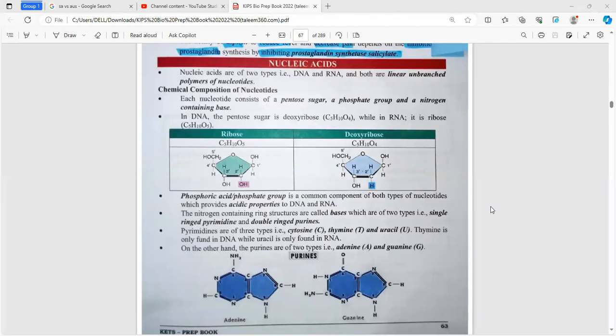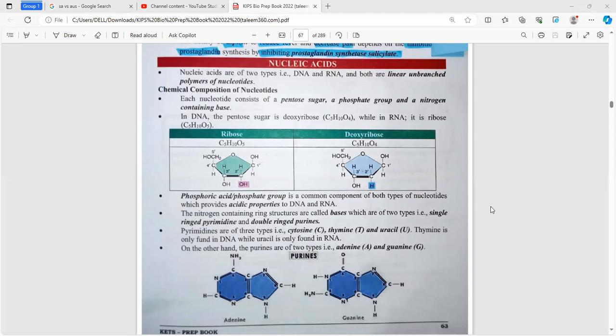Good morning. Today we'll be covering the new chapter on nucleic acids. So there are two types of nucleic acids, primarily DNA, which stands for deoxyribonucleic acid, and RNA, which stands for ribonucleic acid. I'll just briefly tell you the main differences between DNA and RNA, which are very important from an exam point of view.